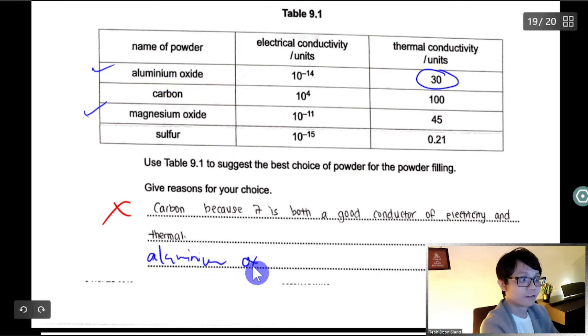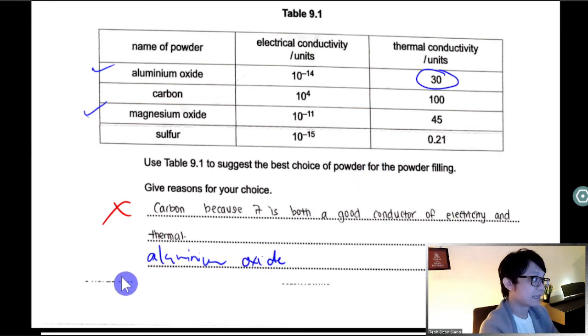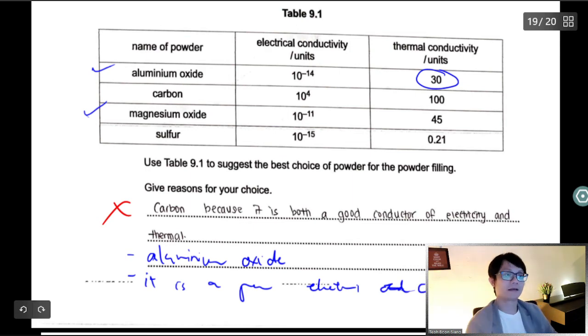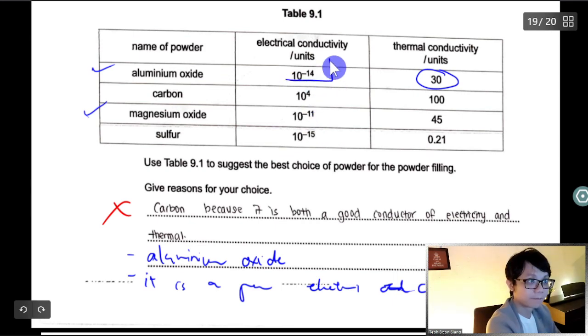Aluminium oxide, you will get 1 mark. And why? Because we can say that it is a poor electric conductor. Okay, because it is a poor electric conductor here. I thought they want to conduct electric to generate the heat.